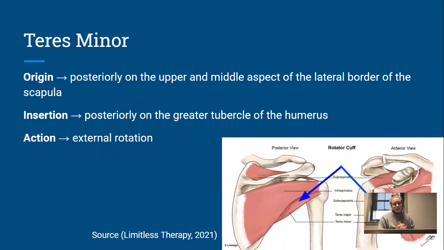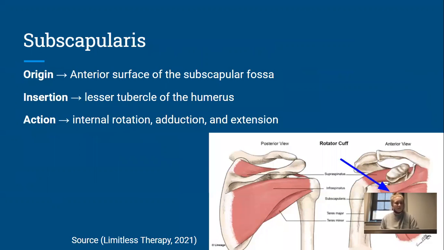The teres minor sits along the posterior part of the scapula, inferiorly to the infraspinatus. It originates in the lateral border of the scapula. It will insert into the greater tuberosity of the humerus below the infraspinatus tendon. This muscle action is external rotation. It is the smallest rotator cuff muscle, and its main job is to assist with rotation of the arm away from the body. Next, I wanted to talk about the subscapularis.